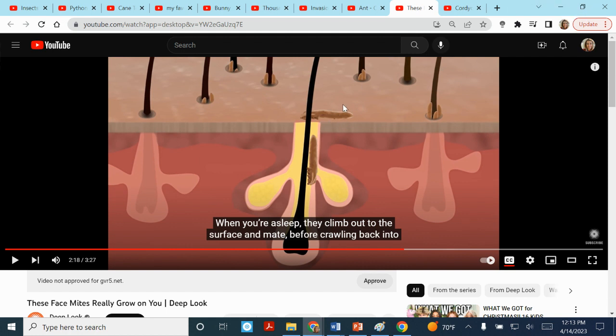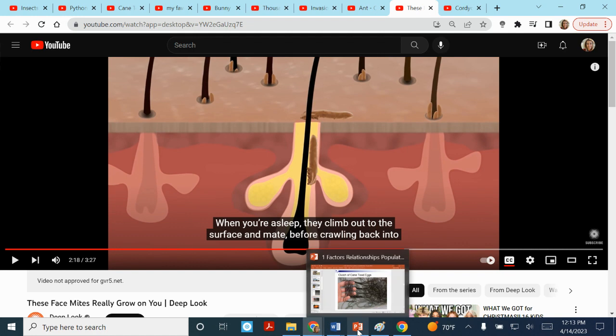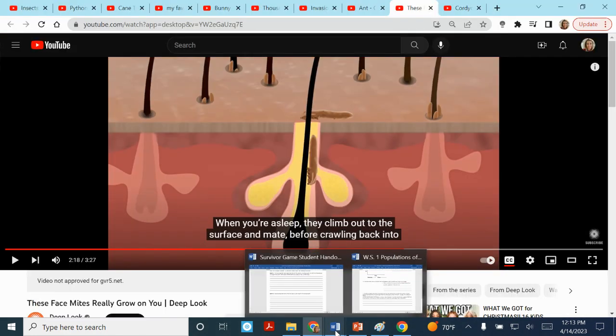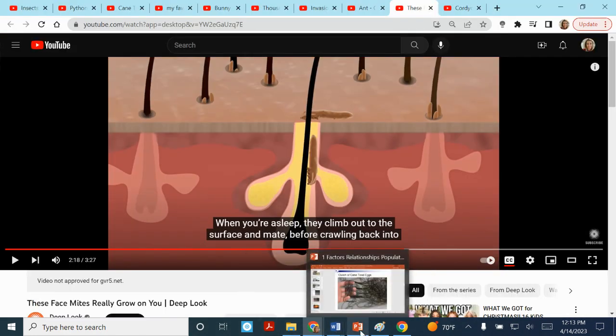One benefits, so these face mites are getting a place to live and they're getting food, but the host, in this case the human, isn't being affected. They're not being hurt, and they are not being harmed by that interaction.